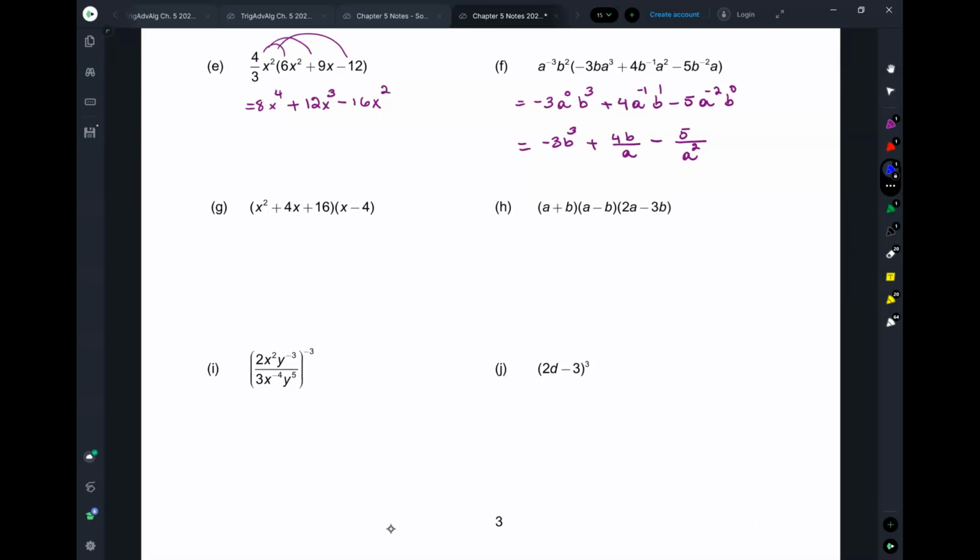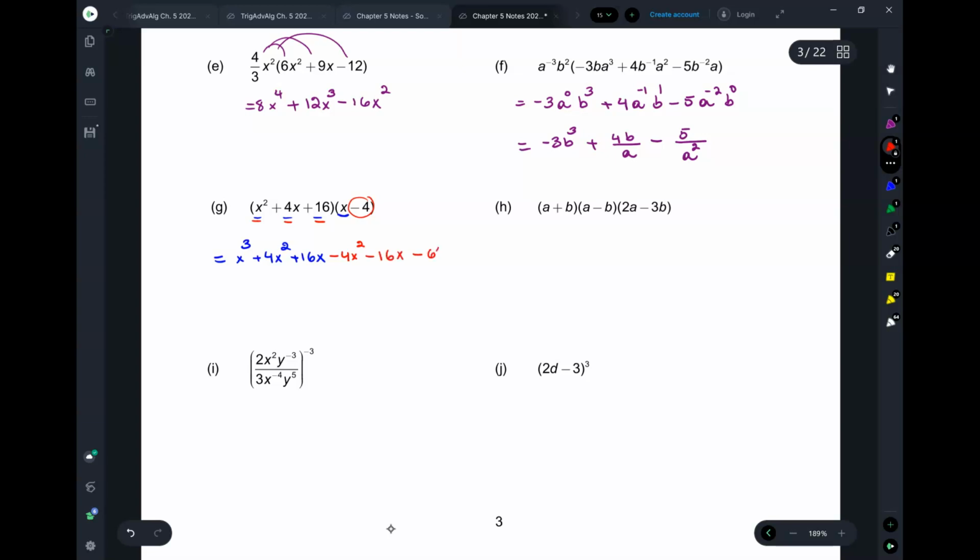Okay, so this one. Basically what we're going to do is distribute this x to each of these, and then the -4 to each of them. So this is going to be x cubed plus 4x squared plus 16x. And then the -4 gets distributed to each of them: -4x squared minus 16x minus 64. Does that make sense to you guys?